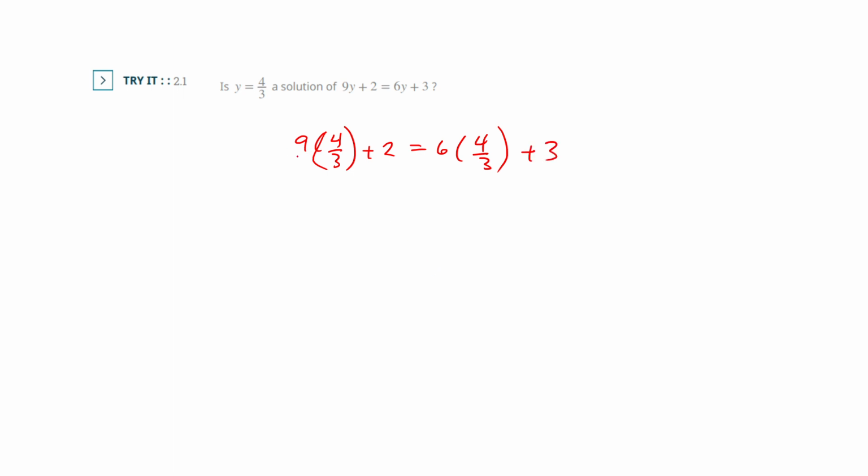Okay, now if you're rusty on your fractions, it's like 9 and 1, so we're going to reduce that. That gets me 12 over 1, which is just 12. Going to reduce this. It's like 2 times 4, that's 8 over 1, or just 8. Now I get 14 over here and 11 over here. This is not a solution. So I've subbed in that value for the unknown, and this does not tell the truth, so that is not a solution.